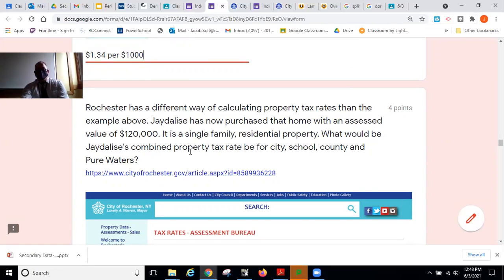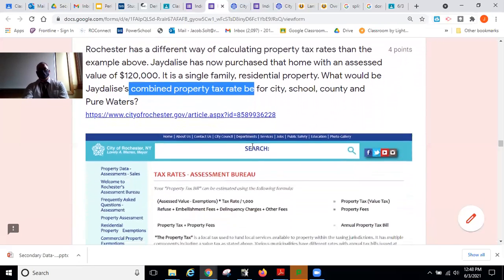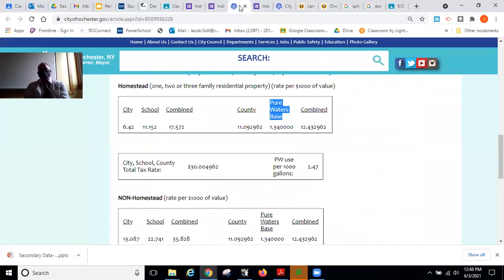What would her combined property tax rate be for city, school, county, and Pure Waters? So we need a combined property tax rate. This next one. I'm going to give them a minute to look at it. Maybe you can see the word combined there somewhere. That's the county and Pure Waters combined.